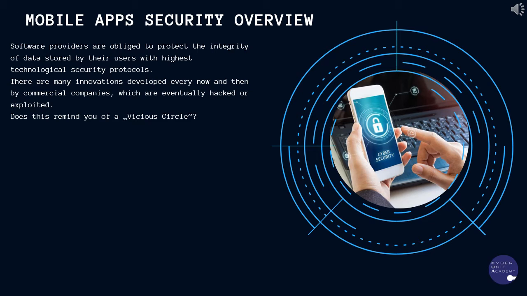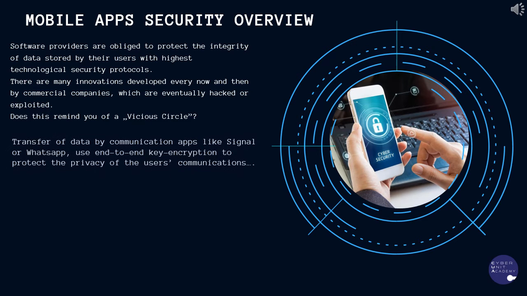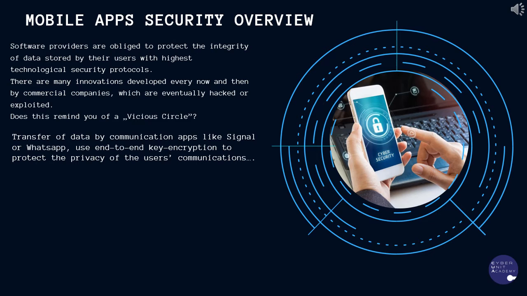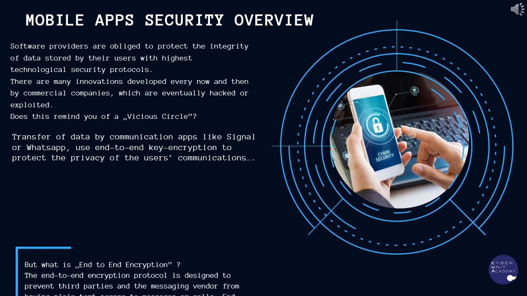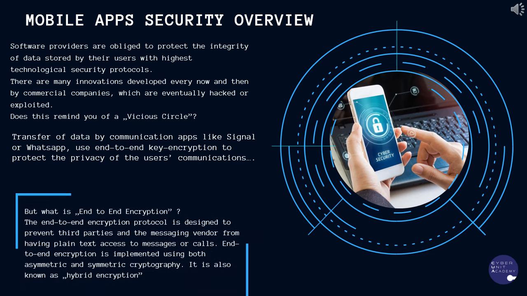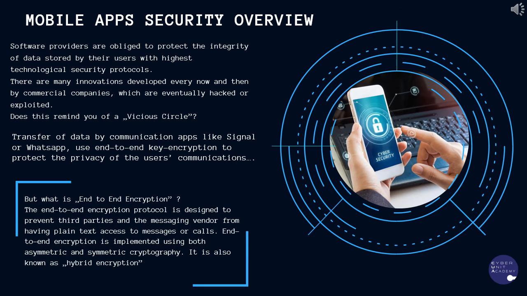But when we use communication apps, they often brand themselves as end-to-end encrypted. But what precisely does this mean? The end-to-end encryption protocol is designed to prevent third parties and the messaging vendor from having plain text access to messages or calls. When encryption keys from users' devices are ever physically compromised, they cannot be used to go back and decrypt previously transmitted messages later on.